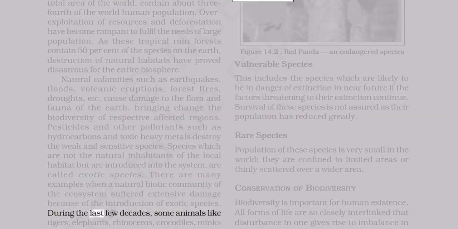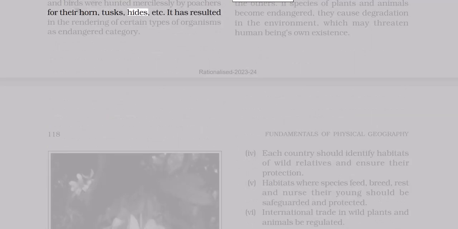During the last few decades, some animals like tigers, elephants, rhinoceros, crocodiles, minks and birds were hunted mercilessly by poachers for their horn, tusks, hides, etc. It has resulted in the rendering of certain types of organisms as endangered category.